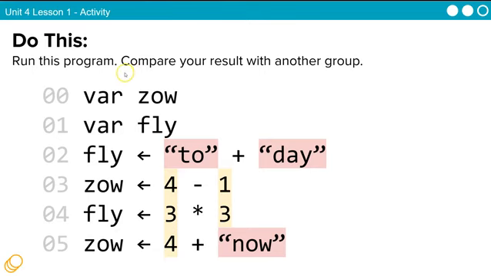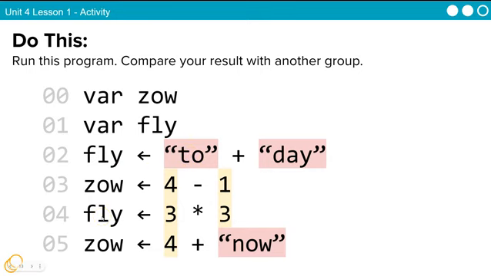All right, so here's some others. I'm not going to go through this one too slowly. We're creating a variable called ZOW. We're also creating a variable called fly. I want to set fly equal to TO plus DAY, so it's going to concatenate this. So fly is equal to today. ZOW is equal to 4 minus 1. It's going to evaluate first to 3. 3 is assigned to ZOW, so fly is currently equal to today. ZOW is equal to 3.